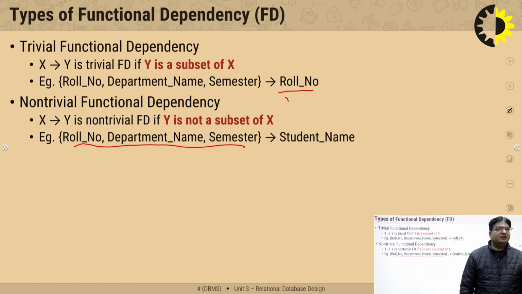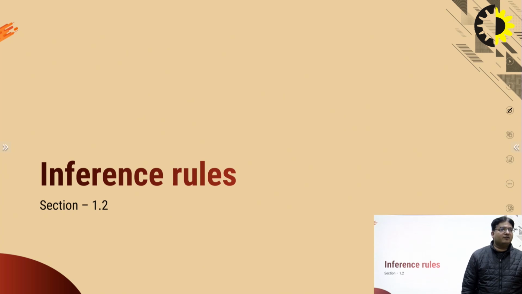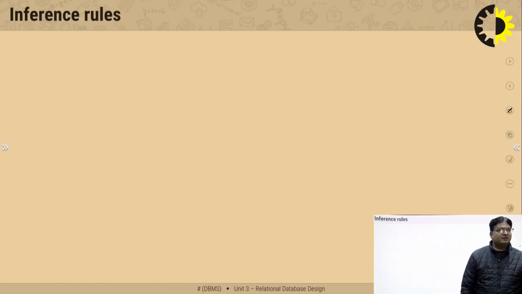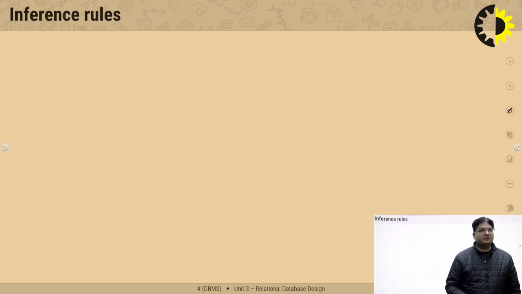Now let us see some rules related to functional dependencies, and these rules are known as inference rules. So we will be studying them one by one. In totality, there are 6 inference rules. Out of them, 3 are axioms, Armstrong axioms, and 3 are derived rules. So in totality, we have 6 rules for functional dependencies, and those are known as inference rules.